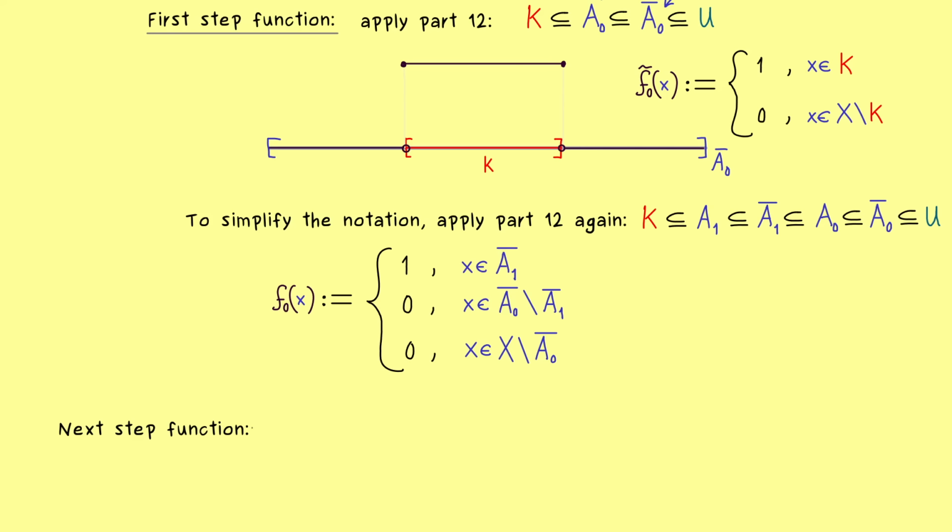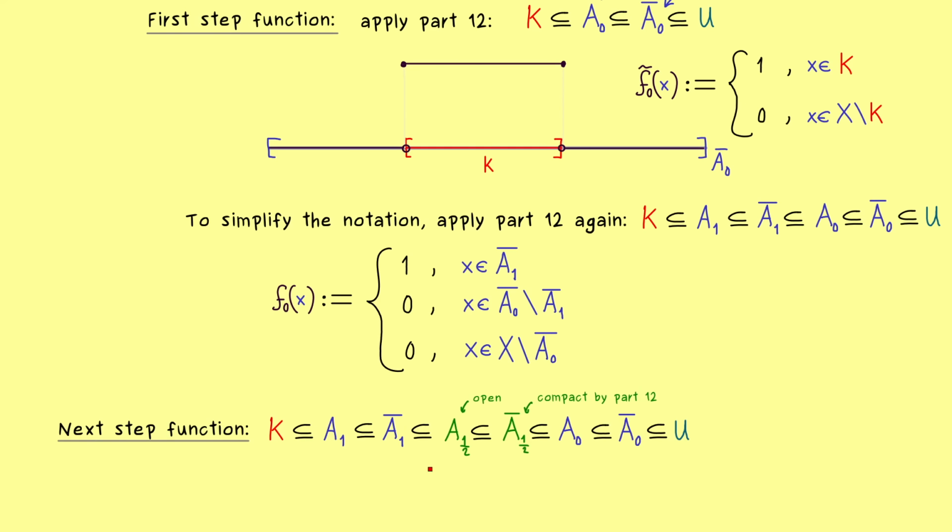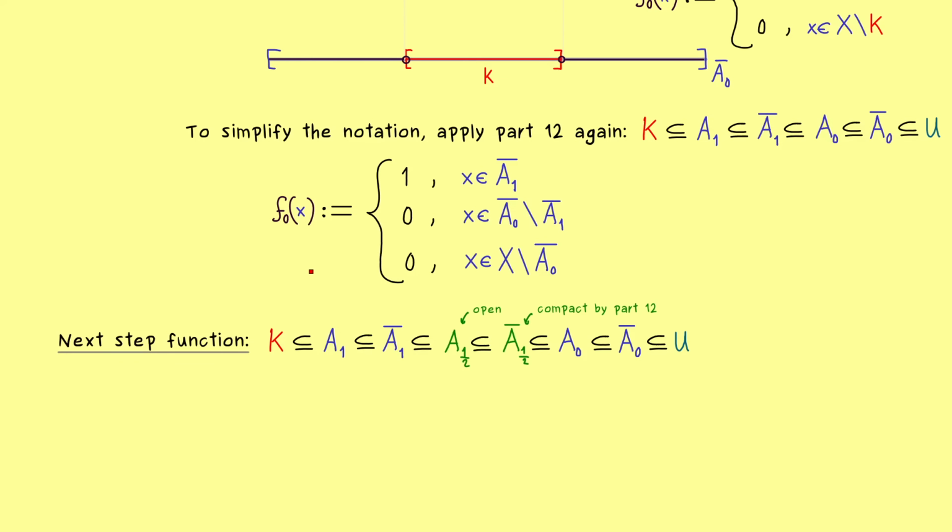And now, as already explained above, we will just define more and more steps. So let's go to the next step function. So for example, we could add the value 1/2 in the middle. So let's apply our part 12 again, but now for these two sets. This means we find an open and a compact set in between, and let's call them A1/2. So our chain here is extended, but not at the ends, but in the middle. So in total, now we have 3 different values for our new step function.